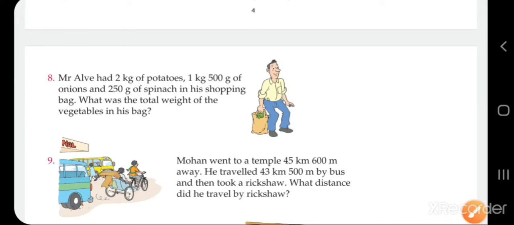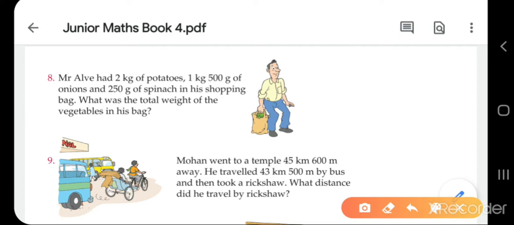Students, this is class 4 junior maths exercise 1B from question number 8. In this video we'll solve this chapter. In question number 8, Mr. Alve had 2 kg of potato, 1 kg 500 gram of onion and 250 gram of spinach in his shopping bag, and what was the total weight? You have to find the total weight of the vegetables that he had purchased in the market.